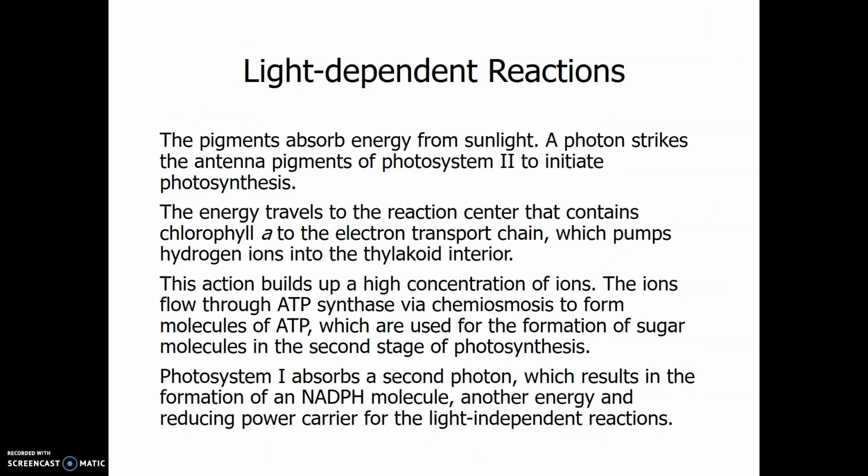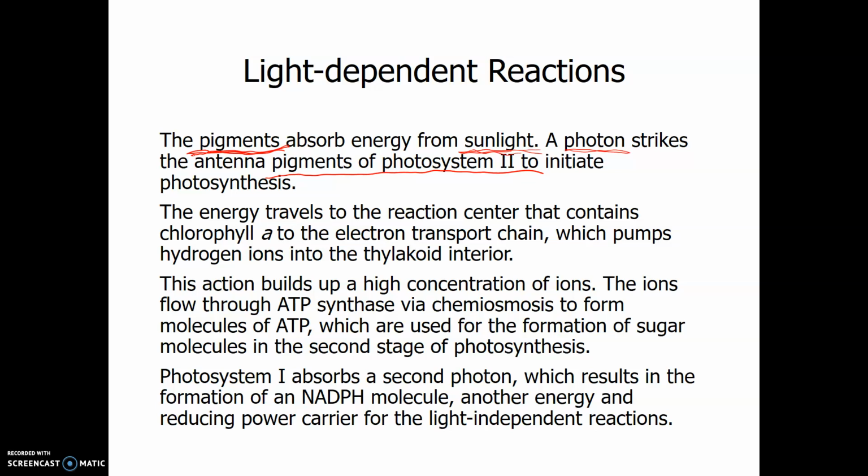Okay. Now, light-dependent reactions. We know that in the light-dependent reactions, the pigments, which are located in the thylakoid, absorb sunlight energy, and light has a particle nature and a wavelength nature. So light is absorbed in photons. So a photon of light strikes the antenna pigments of photosystem 2. That's the first step. And this initiates photosynthesis.